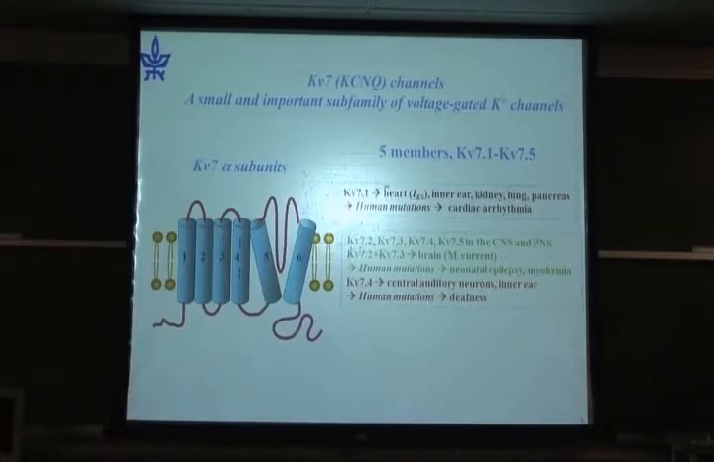And the other members of this family, Kv7.2 to Kv7.5, are expressed in the nervous system, central and peripheral nervous system. For example, the Kv7.2, Kv7.3 are encoding the very important neuronal M current, which is very important for modulating the neuronal excitability. And human mutations in these subunits lead to neonatal epilepsy or myokymia. And finally, this isoform, the Kv7.4, is expressed in the inner ear, in outer hair cells, in the central auditory neurons, and human mutations are known to lead to deafness.